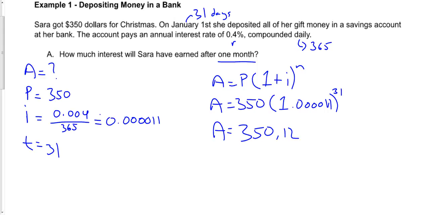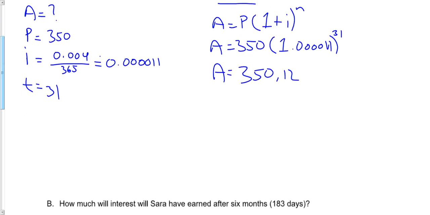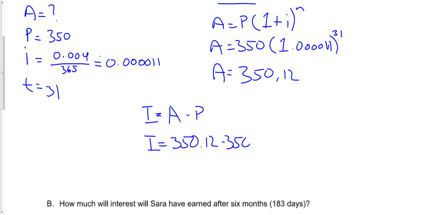If I want to figure out the total amount of interest that she has earned, then what I need to do is take my amount. Your interest is equal to your final amount minus your principal. In this case, my amount is 350.12 minus my principal of $350. So after a single month, she has earned a whopping 12 cents in interest.